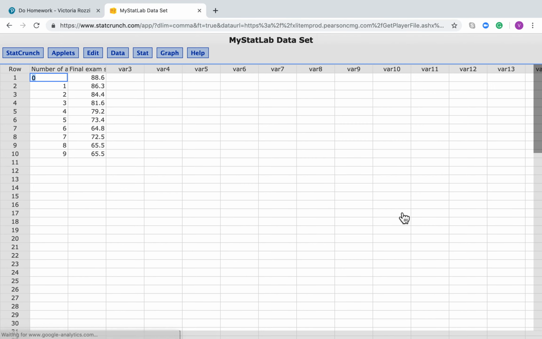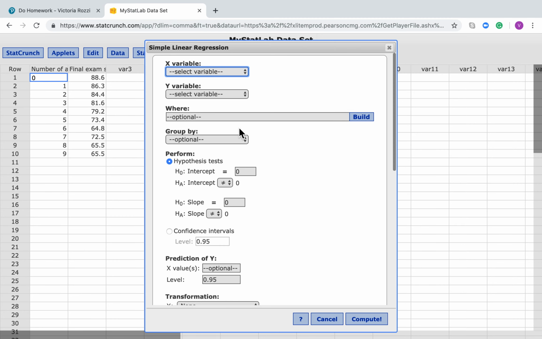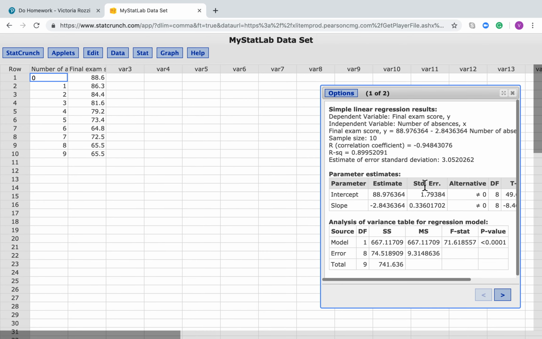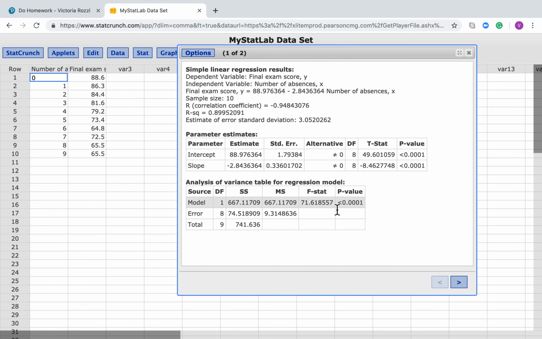Now from there, the least squares regression line is actually really easy to find. We'll go to Stat, then we'll go to Regression, and we'll click Simple Linear. And we're going to choose again number of absences as X and final exam as Y, and press Compute. And here, you can stretch this a little bit, your final exam score. This is your linear regression right here. And you can also see that this is your slope and your y-intercept right here.